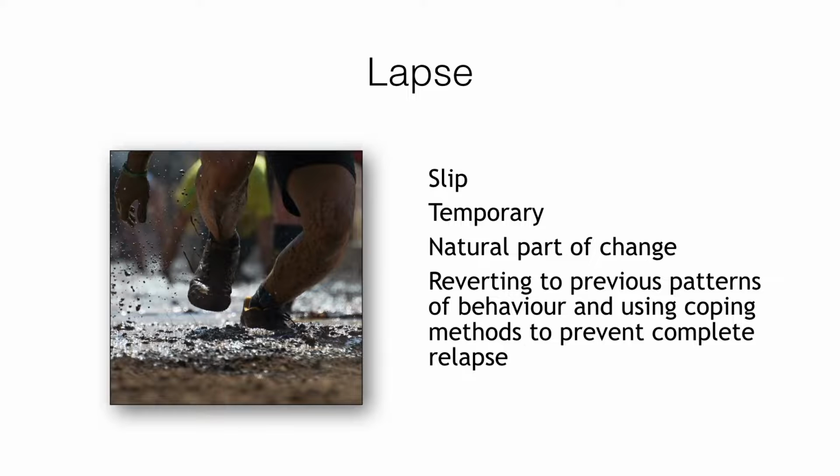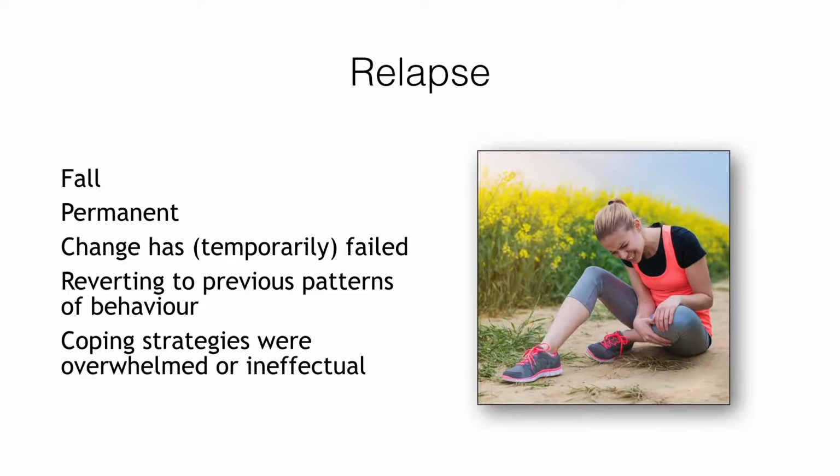A lapse should be formally identified and treated as part of moving towards maintenance of change. A lapse is a rich source of information about how the parent is adapting to new ways and uncovering those challenges that are most problematic for them. In contrast, a relapse is a fall. A relapse is reverting to the past behaviours. Any coping strategies that were available were overwhelmed. There is more of a sense of permanency about a relapse in comparison with a lapse.